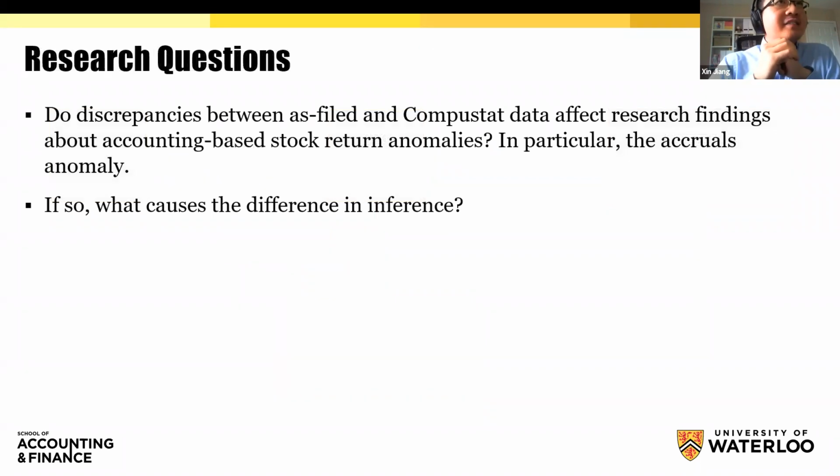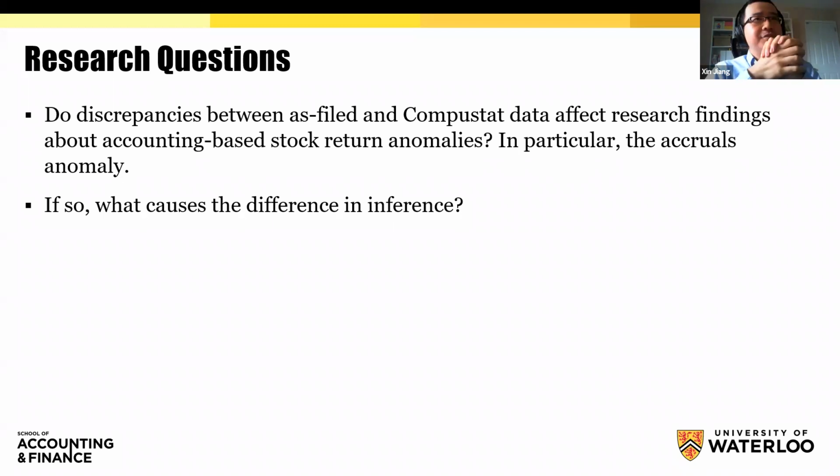With that being said, the research questions we try to answer in this study are pretty straightforward. First, is there any significant difference between the as-filed data and the CompuStat data? If so, do the data discrepancies affect the research inference, in particular, the inference from stock return anomaly studies? The second question is, what caused the difference?